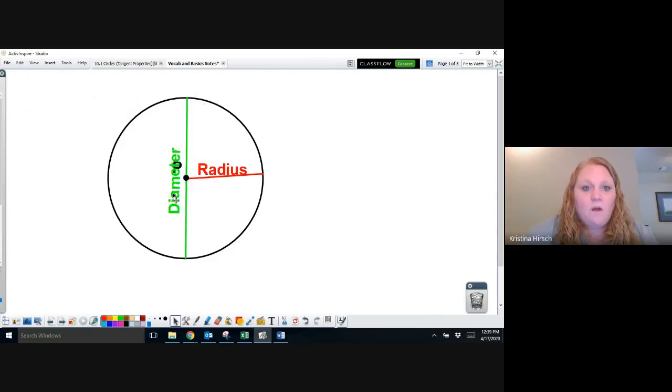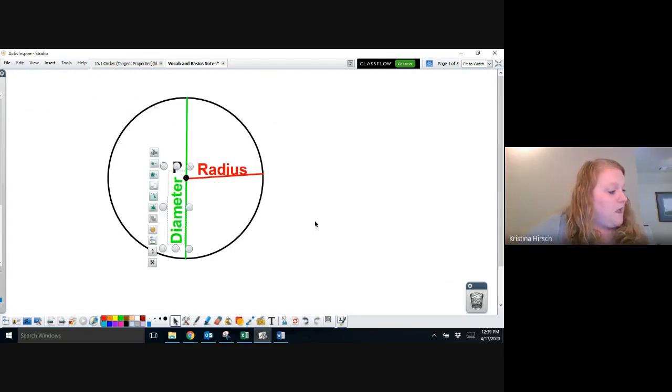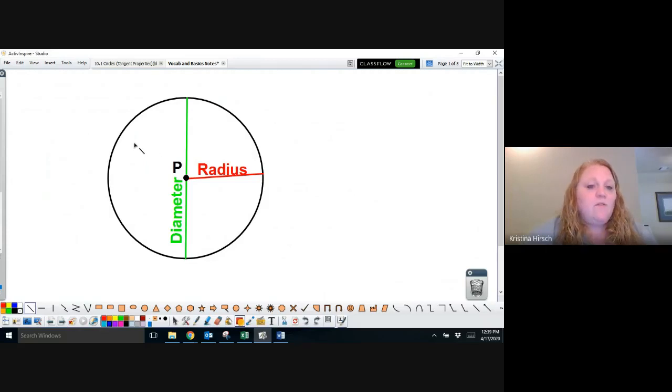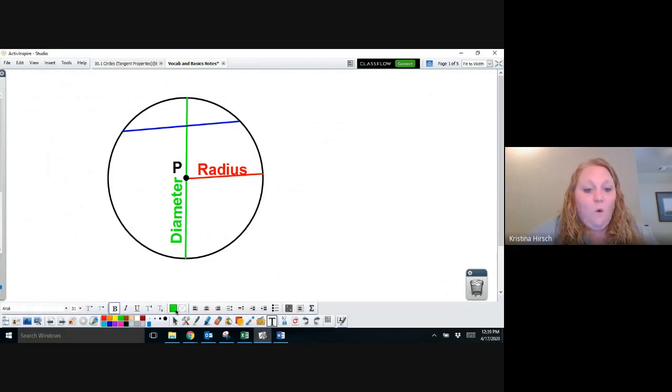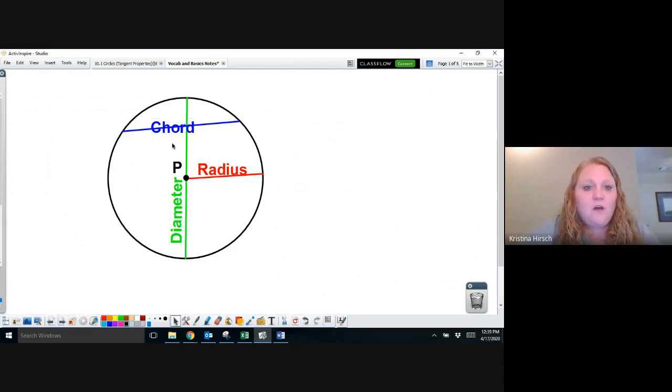I don't know how well this is going to work with all these words, but I'm going to try. All right, so we also have something called a chord. A chord goes from edge to edge in a circle, but it doesn't necessarily go through the center. So this right here goes from edge to edge. That's called a chord. Again, it can go through the center, but it doesn't have to. So a diameter is a type of chord, but because the diameter goes through the center, its most specific name is diameter. So it is a chord, but it's also a diameter. If it doesn't go through the center and it still goes edge to edge, that is a chord.